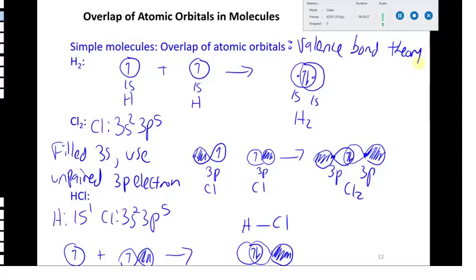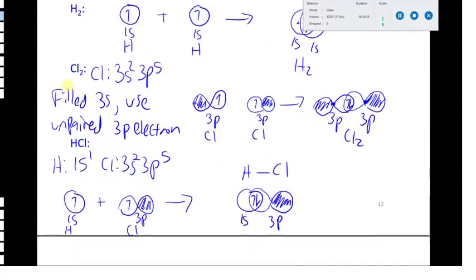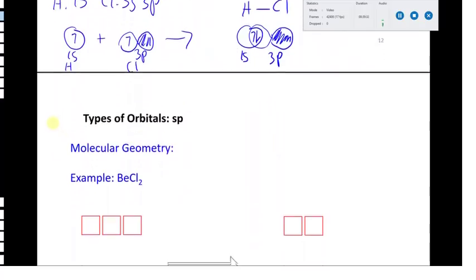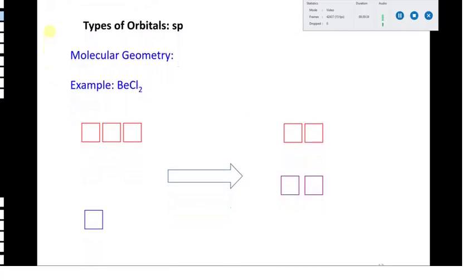But there are some more complicated situations that arise. In some cases, let's say we have more than two atoms bonded together. So if we have linear or trigonal planar or tetrahedral, how do the orbitals work in that situation? One example would be a linear molecule. And in this case, let's take the example of beryllium chloride, BeCl2.